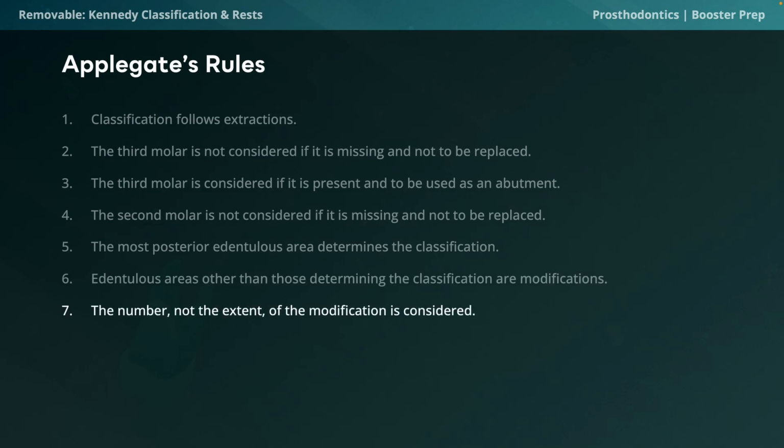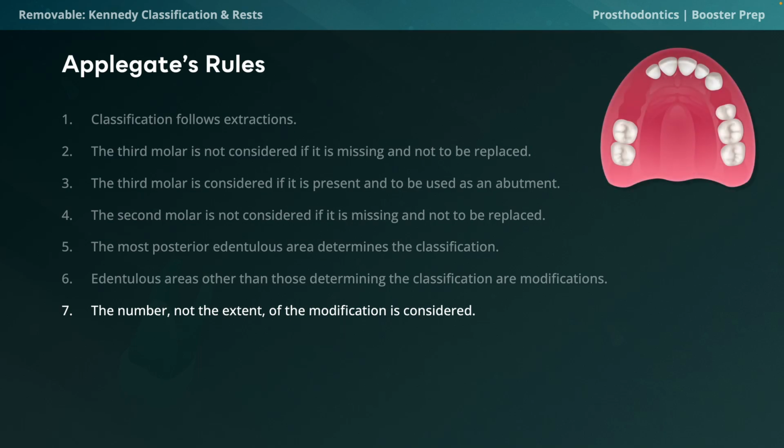Rule number 7, the number, not the extent of the modification is considered. So let's say you've determined the classification and there's one other edentulous area in the arch that is missing, I don't know, let's say 2 teeth. Then that would be modification 1. It doesn't matter that this additional edentulous area is missing 2 teeth, it's only considered one additional area.